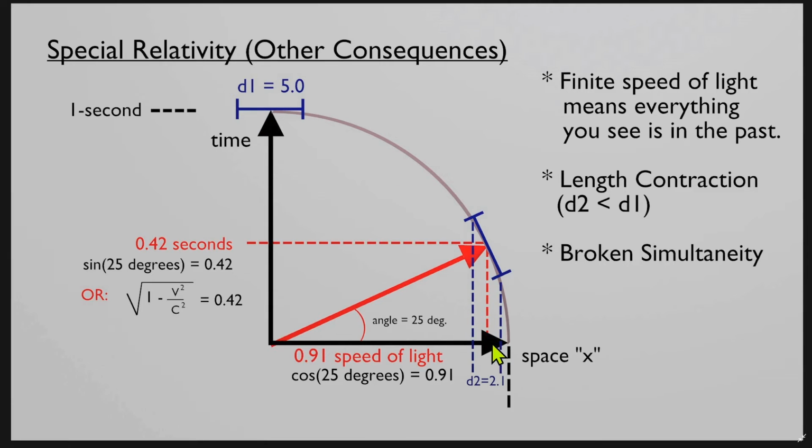Now you're looking at it projecting on your space and you're saying, nope, it's not 5 units. You only see that it's 2.1 units long. So the spaceship shrinks the faster it goes.